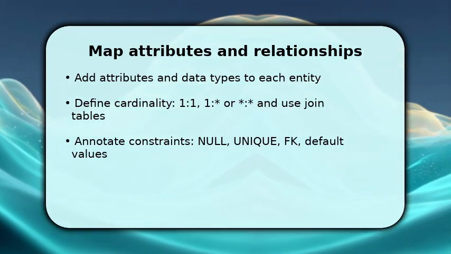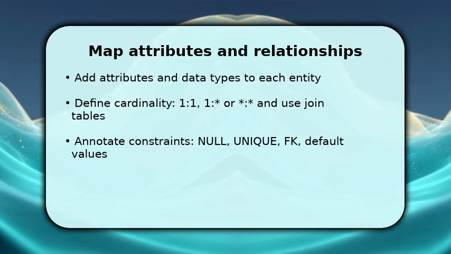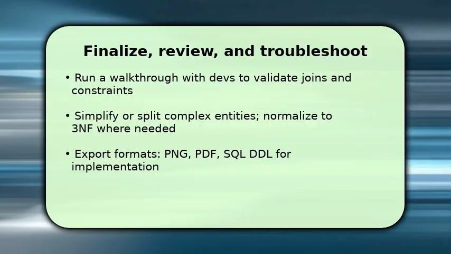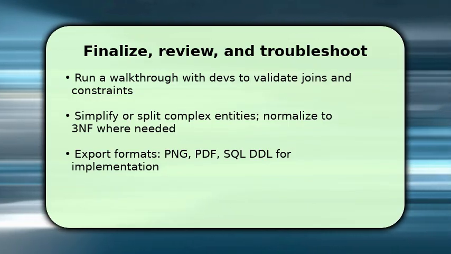diagram communicates both. You finish by reviewing the full diagram with engineers and stakeholders to catch semantic errors and missing relationships. Once done, generate an implementable artifact, export a PDF for review and SQL DDL for the database team. Make sure to normalize or denormalize deliberately based on performance needs.